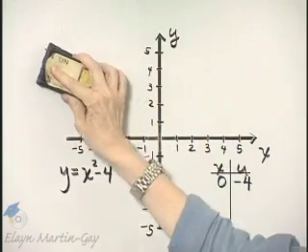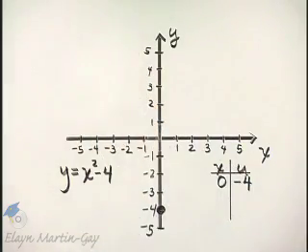Now, how do we find intercepts? Well, you might want to notice from the graph we already have the y-intercept because it just so happens that the vertex is also the y-intercept. But you find the y-intercept by letting x be 0. When we let x be 0, we get negative 4 for y.